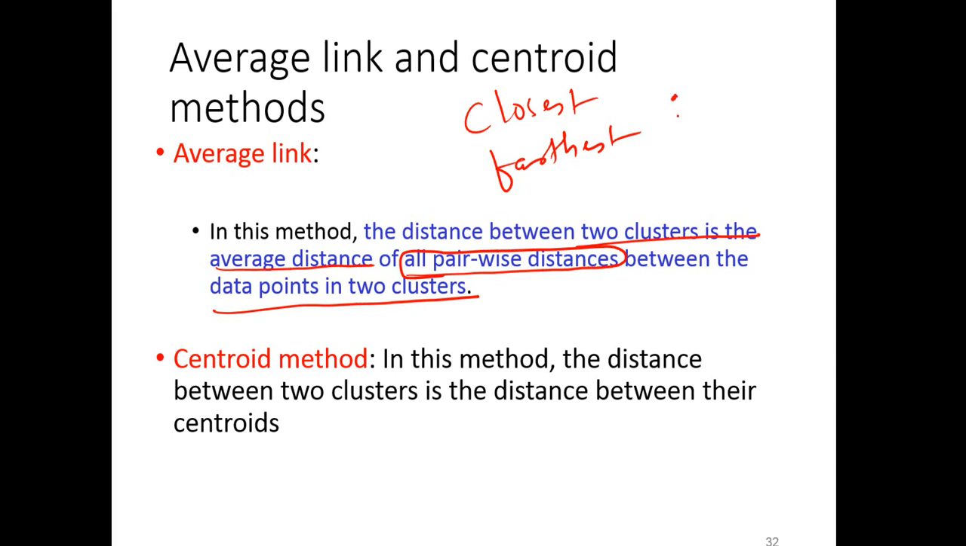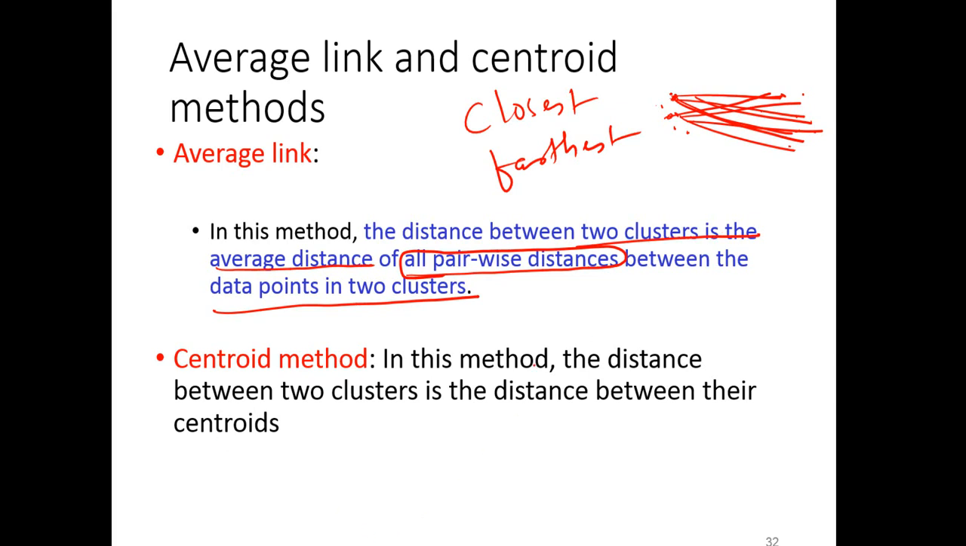You take each data point in cluster 1, each data point in cluster 2, and calculate the pairwise distance. For one data point, you take the distance to every other data point in the other cluster, and for the second data point, take the distance to every other data point in the second cluster, and you take the average of that. Whatever is that average, you take that as the distance.